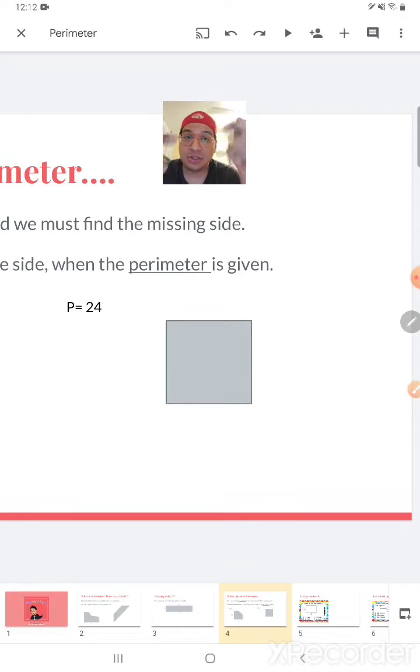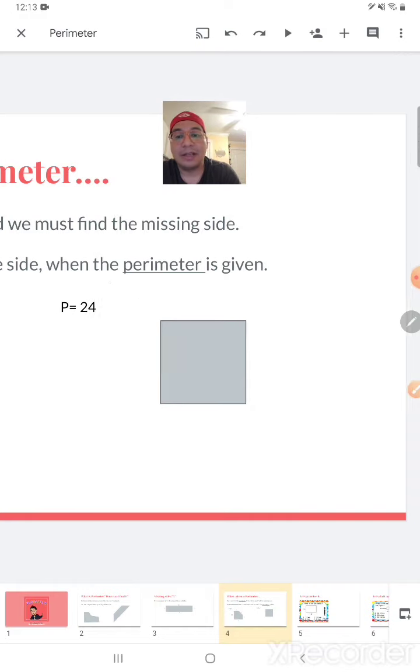That's right, it's called a square. As we can see, what do we know about a square? A square has opposite equal sides. They have the same sides, the same length, right? So we know that all the sides are the same. Not just opposite equal sides, but they're all the same, right? So here we have a square with the same sides, and we have 24 as a perimeter.